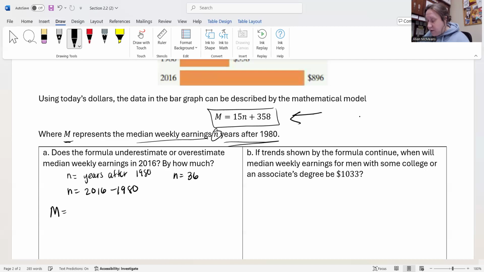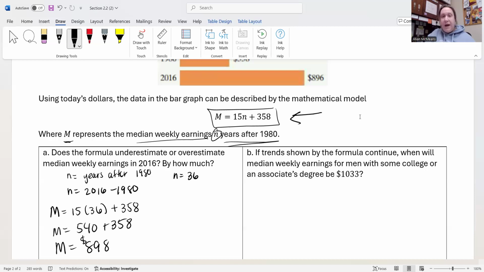So M equals 15 times 36 plus 358. I do expect you to use a calculator here. 15 times 36, we could do the side work. You could also use the calculator. For the sake of time in this video, we're going to use the calculator. So 15 times 36 is 540. We want to add 358 to that. And again, this is going to estimate the salary, the median weekly earnings for men in 2016. So we want to add 358, and that puts us at $898. Now, let's compare that to the graph.